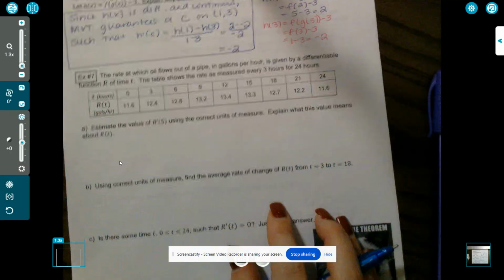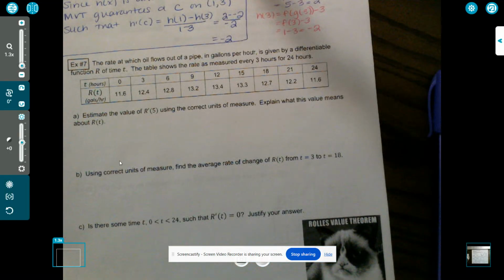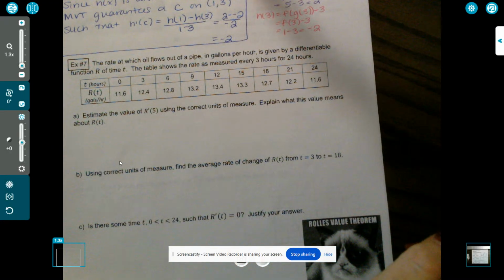All right. Example number 7, last one. The rate at which oil flows out of a pipe in gallons per hour is given by a differentiable function r of time t. The table shows the rate as measured every 3 hours for 24 hours. Estimate the value of r prime of 5 using the correct units of measure. Explain what this value means about r of t.